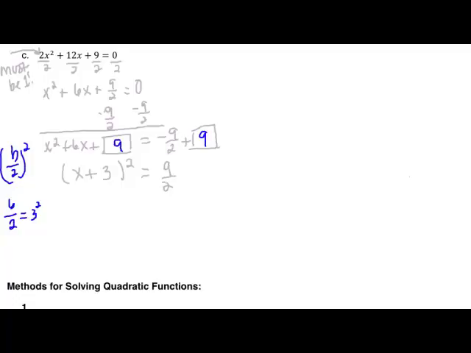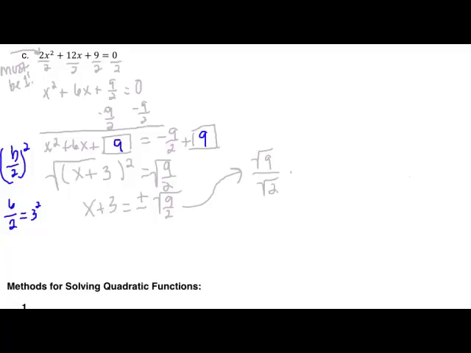Because 9 is the same as 18 over 2, and 18/2 minus 9/2 gives us a positive 9/2. So then from here, we're going to take the square root of both sides. So we have x plus 3 equals plus or minus the square root of 9/2. Now before we do anything else, we need to simplify the square root of 9/2. We know that we cannot have a radical in the denominator, and this can be written as the square root of 9 over the square root of 2.